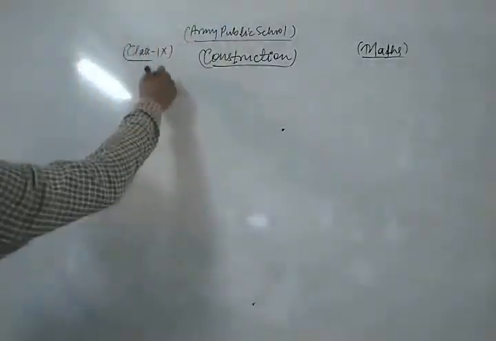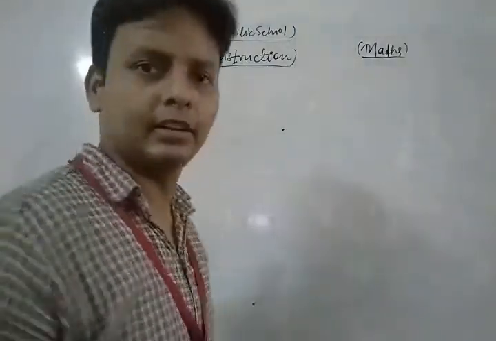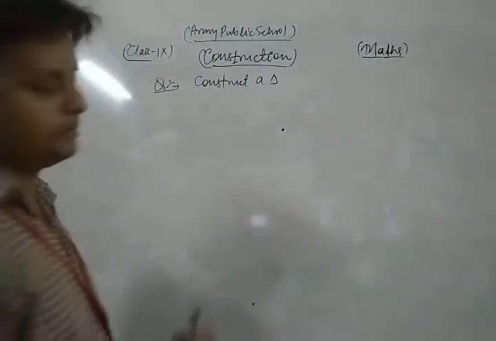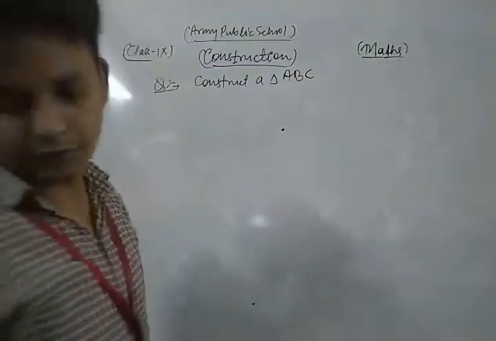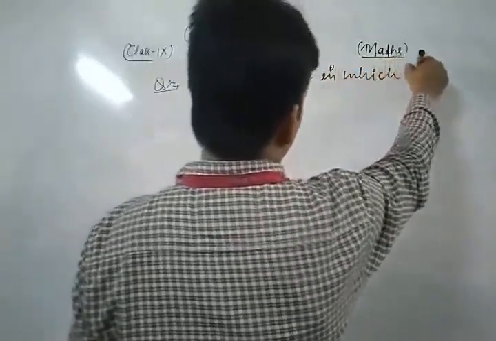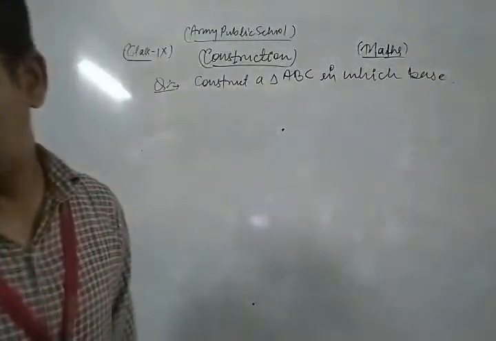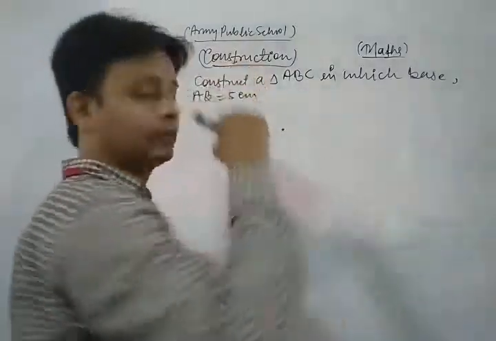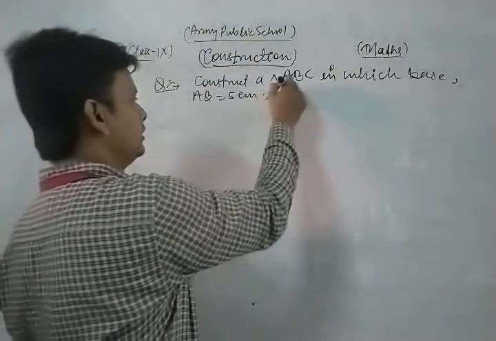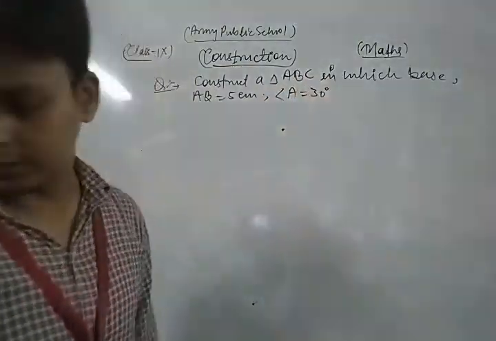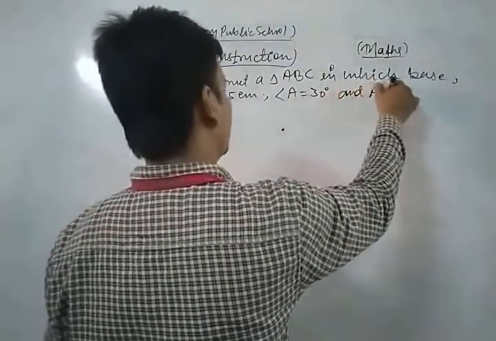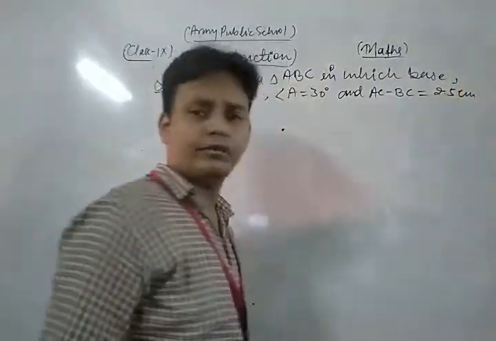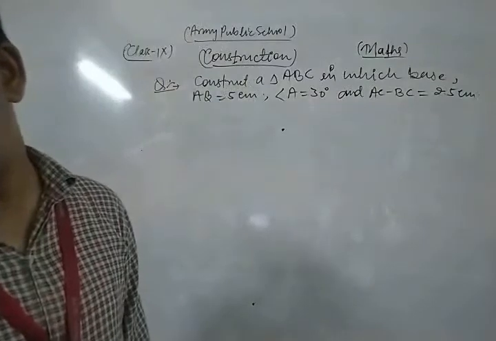We take some other important question of your syllabus based on the next topic. The question is: construct a triangle ABC in which base AB is equal to 5 centimeter, angle A is equal to 30 degree, and AC minus BC is equal to 2.5 centimeter. Okay, now let's see the solution.